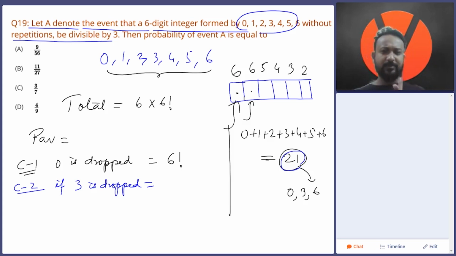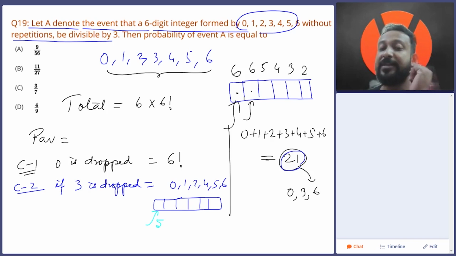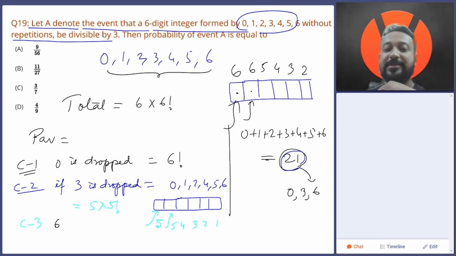If I drop 3, I am left with 0, 1, 2, 4, 5, 6. So I'll go to these 6 places. For the first place, 0 I cannot put, so I'll fill it in 5 ways. Then 0 I can put in the next place, so again 5 ways. Then 4, 3, 2, 1. Do you agree? So I think the answer will be 5 into 5 factorial when 3 is dropped. Clear? Case 3.